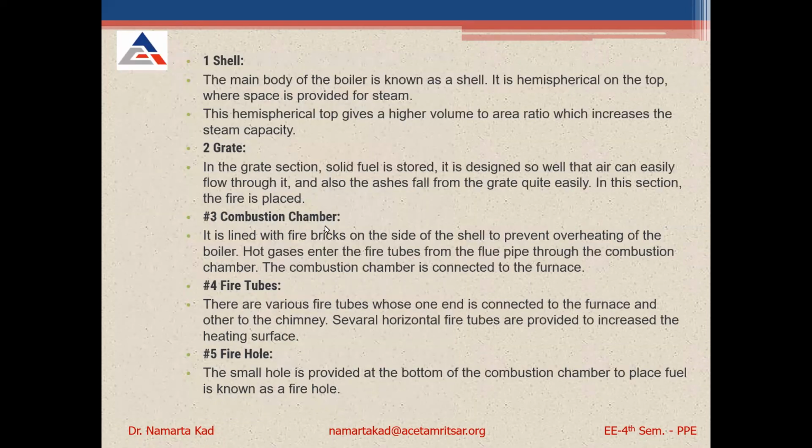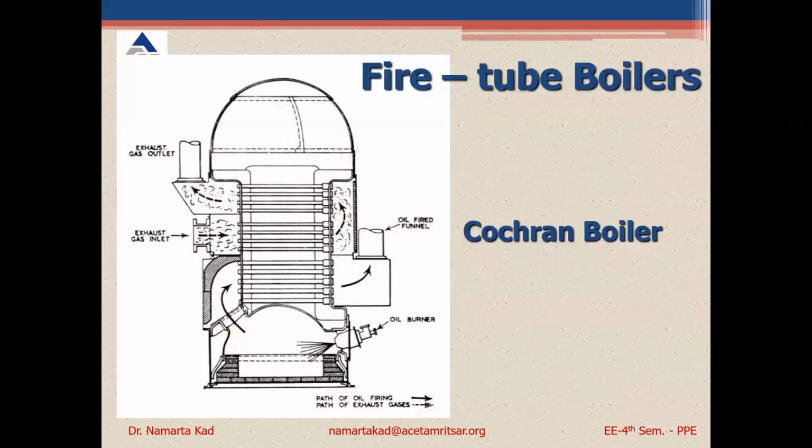Then combustion chamber. It is lined with fire bricks on the side of the shell to prevent the overheating of the boiler. Hot gases enter the fire tubes from the flue pipe through the combustion chamber. Through these tubes the hot gases enter. Okay, so this one is the combustion chamber.